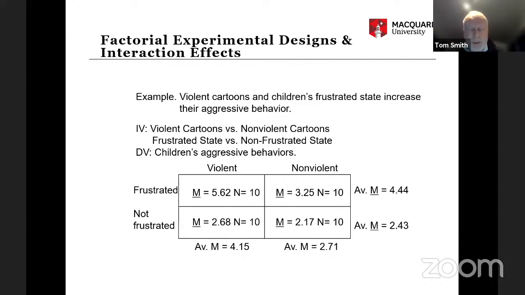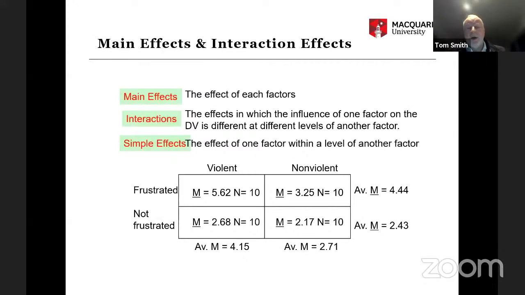So in this test design, we're going to have children watching violent cartoons and non-violent cartoons, and we're going to have children that are frustrated and children that are not frustrated. So we're going to have the effects of violent versus non-violent, the effects of frustrated versus not frustrated, and as well, we're going to have the interaction effects. So we're going to have the main effects, which are the effects of each factor. We're going to have the interaction.